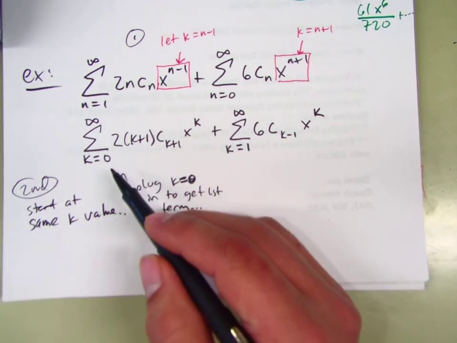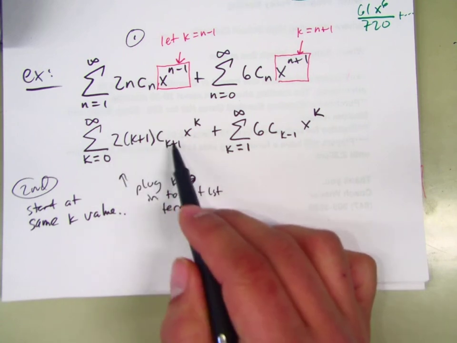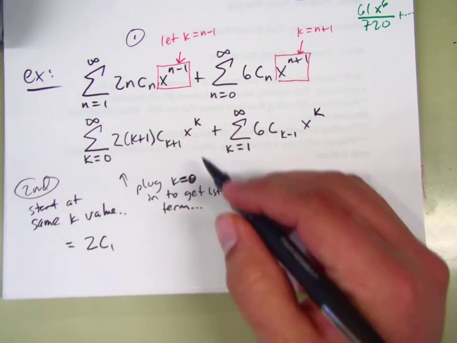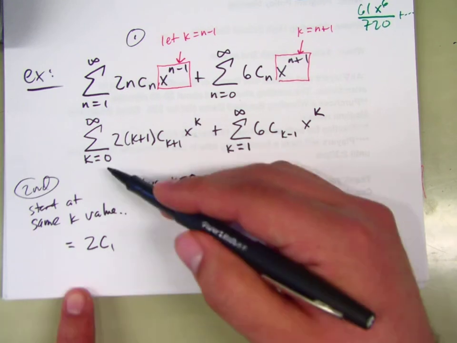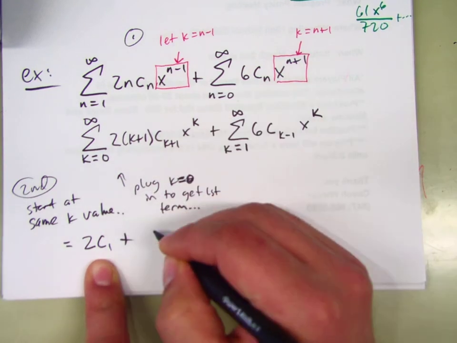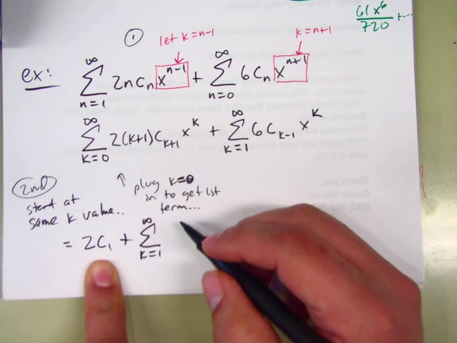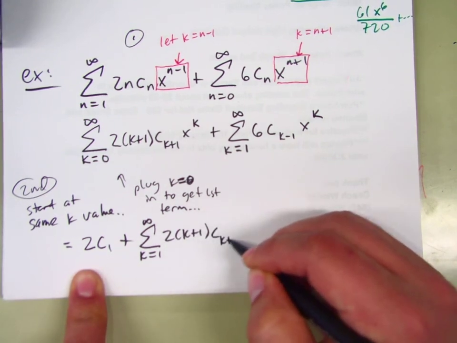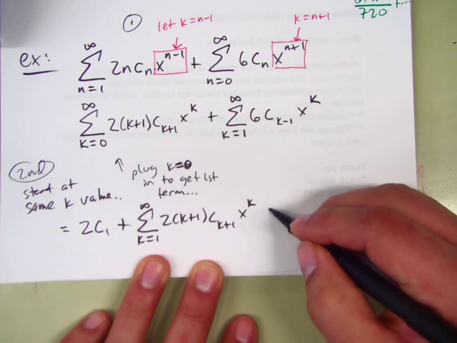If you plug 0 in, this becomes just the 2 and then c1, and x to the 0 is just 1. So plugging in 0 gives me just this 2c1 term. Now we finish the rest of the series from k equals 1 to infinity. And we still have 2k plus 1, c sub k plus 1, x to the k, and we still have this other one.